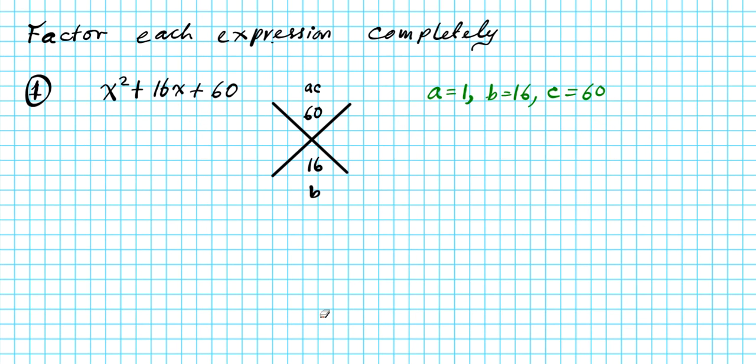Now, if we take a look at this quadratic expression, one thing I didn't indicate earlier was that if you take a look at A, B, and C, you can clearly see that there isn't a common factor that we can extract. Okay, so we can go right into the factorization process. Now, to play the game, we're going to ask ourselves the question, what two numbers multiply to give you 60 and add to give you 16?